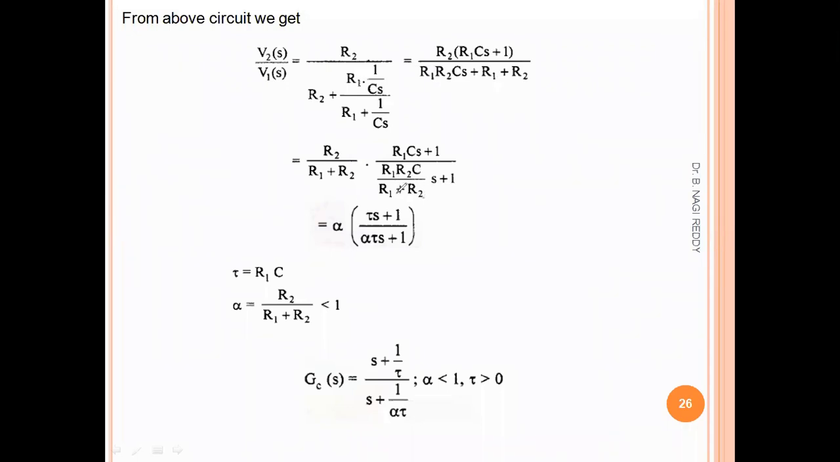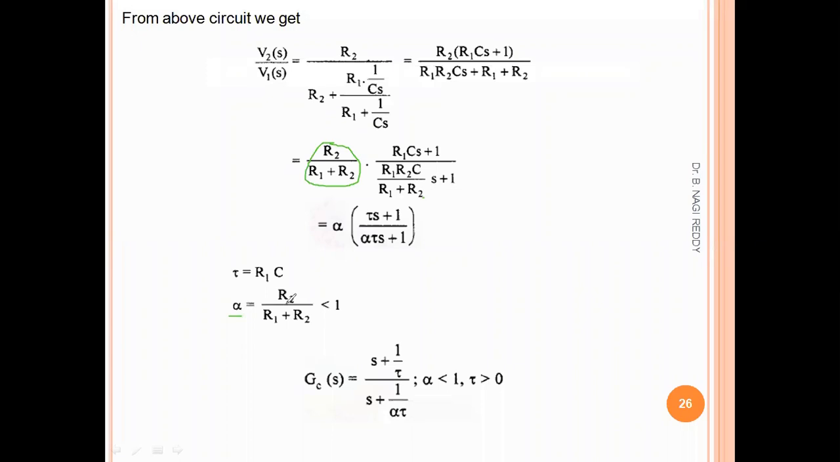This is 1 plus ST format. So what I should write is R2 by R1 plus R2. For this term, consider R2 by R1 plus R2 as alpha. This alpha is also called the attenuation constant. This is a constant value, which is the attenuation constant.